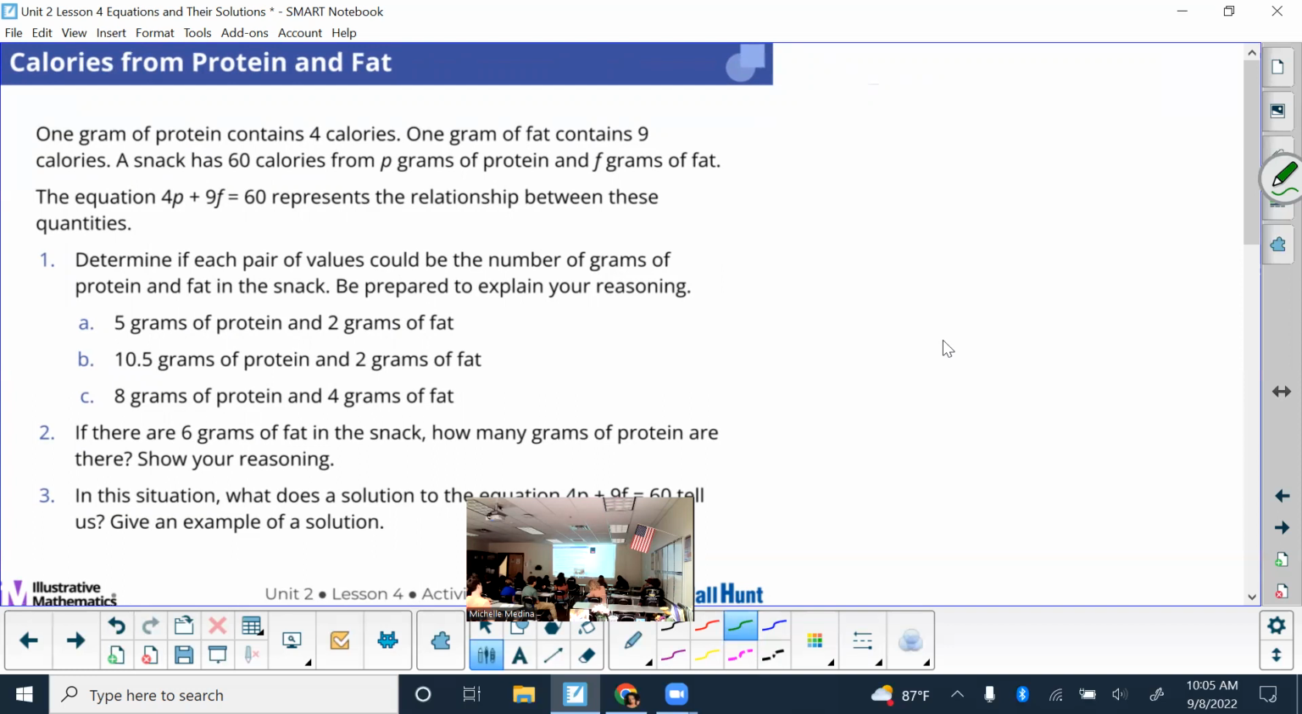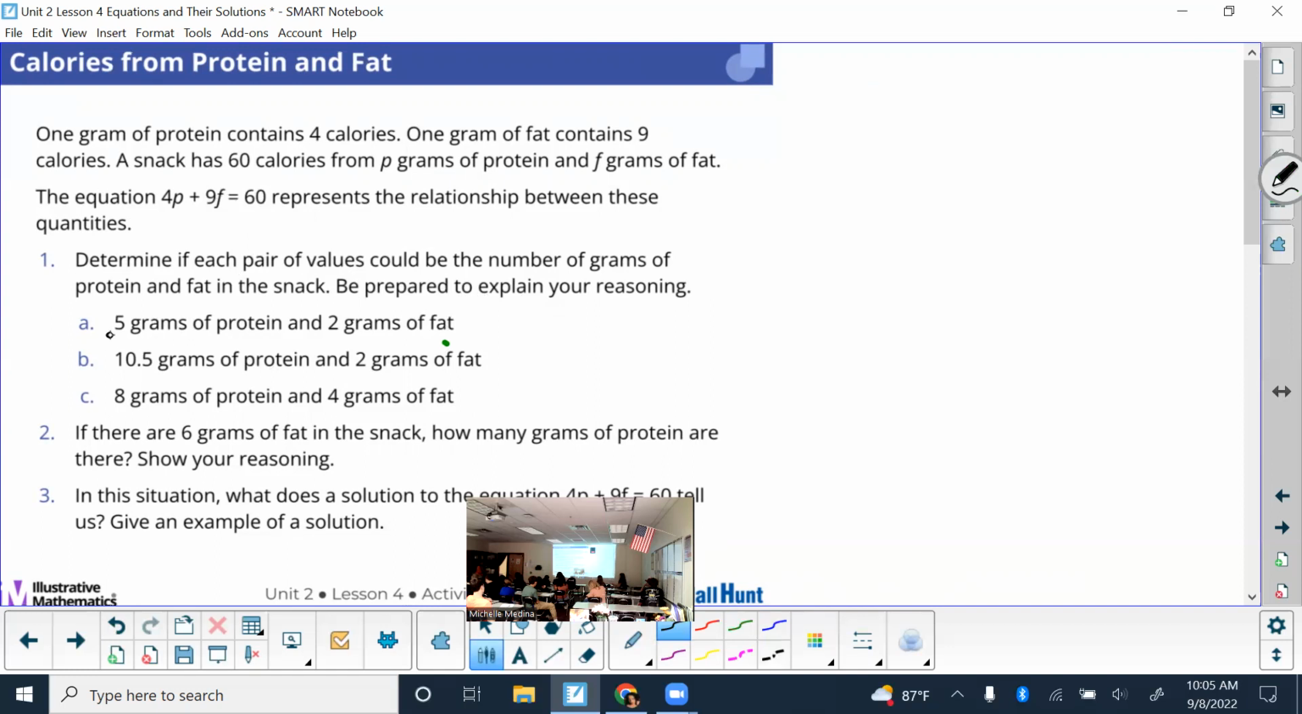Now you're going to determine if each pair of values could be the number of grams of protein and fat in the snack. So is it possible to have 5 grams of protein and 2 grams of fat? So we'll do A together and then you'll try the next 2 on your own.